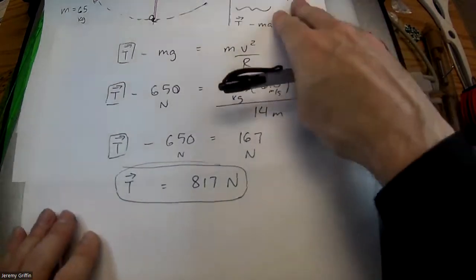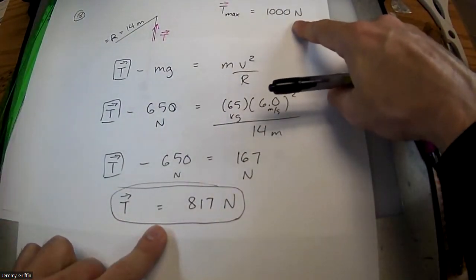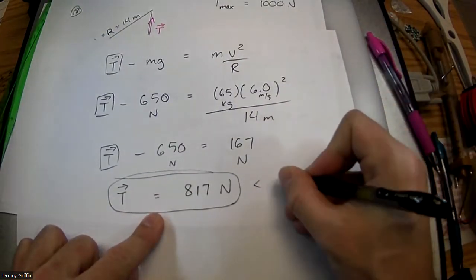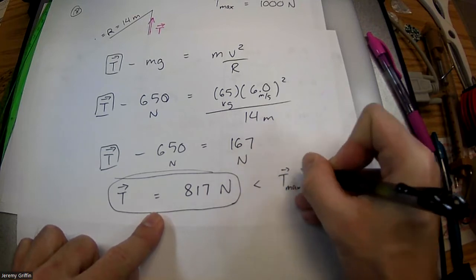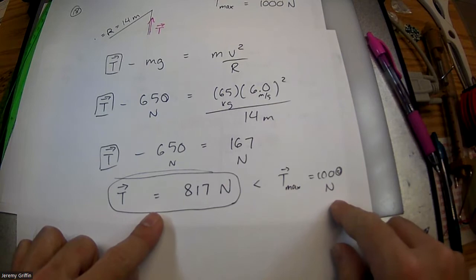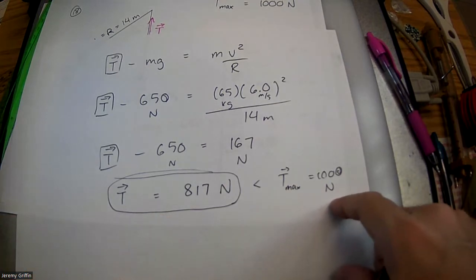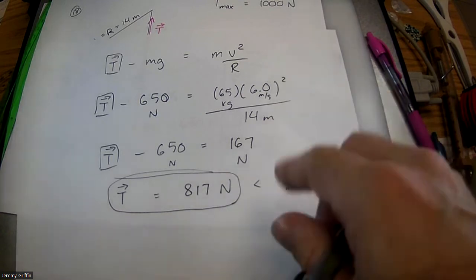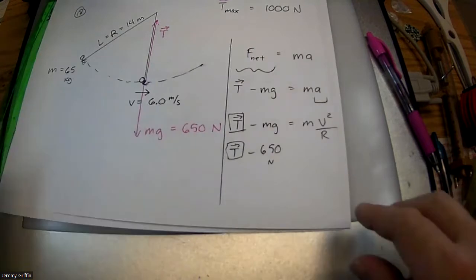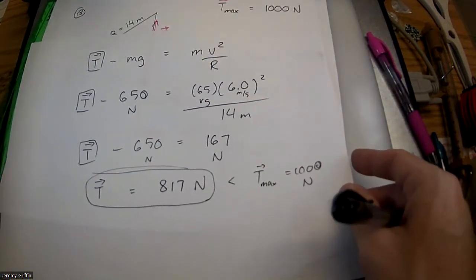So is my adventurous archaeologist going to be able to make it through the swing? Yeah, because this number is less than T max of 1,000. Right. So my guy's okay. How did your guy do? Did your guy make it through? I think your guys' line breaks, right? Okay, good. All right, I know I'm going kind of fast. Anybody got any questions?